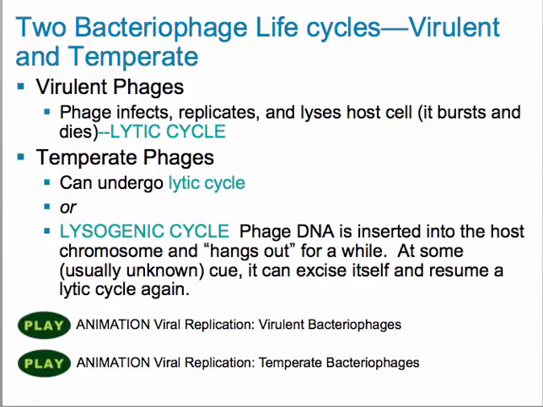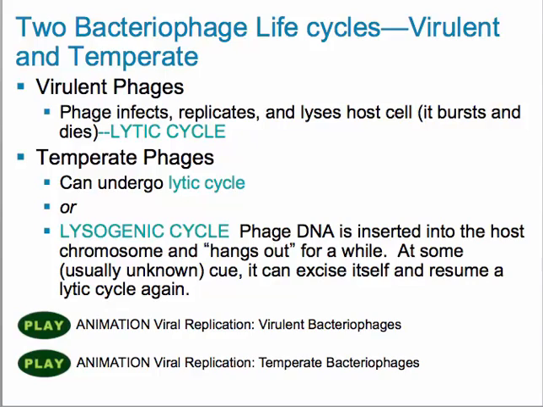One is a virulent phage life cycle, and one is a temperate phage life cycle, but really we subdivide the life cycles into what we call the lytic cycle and the lysogenic cycle. So virulent phages can undergo the lytic cycle, where temperate phages can undergo either the lytic cycle or the lysogenic cycle.